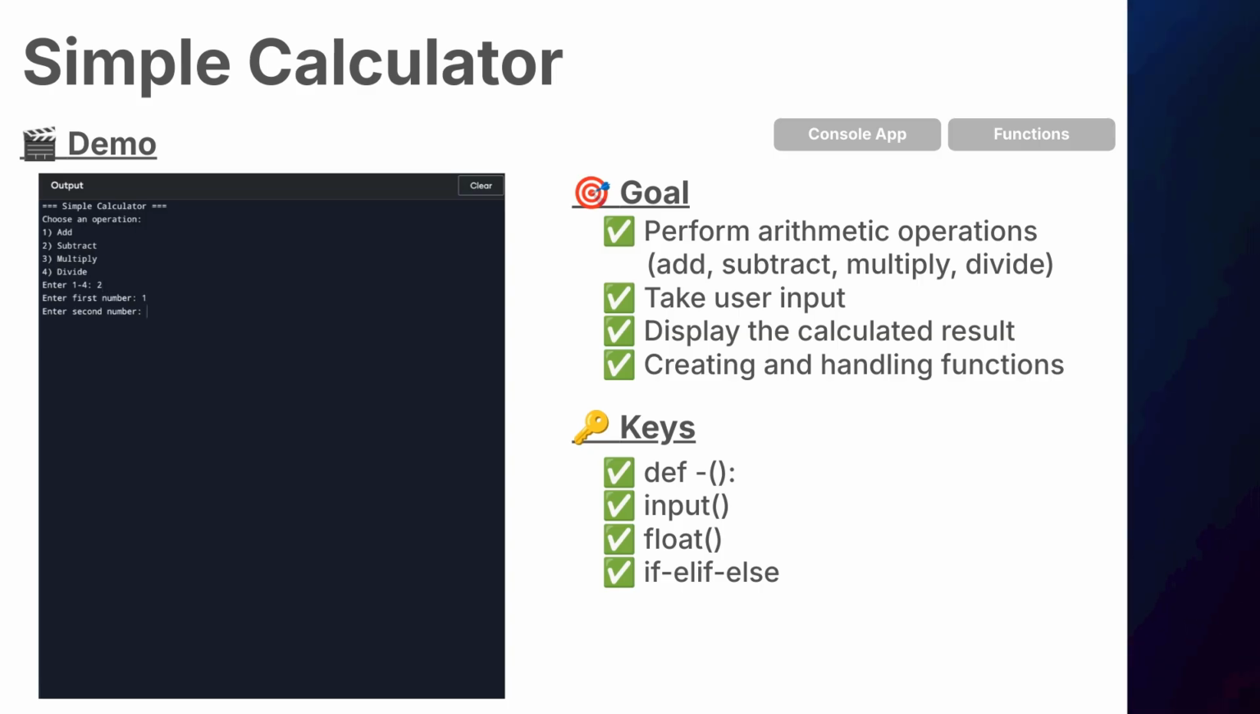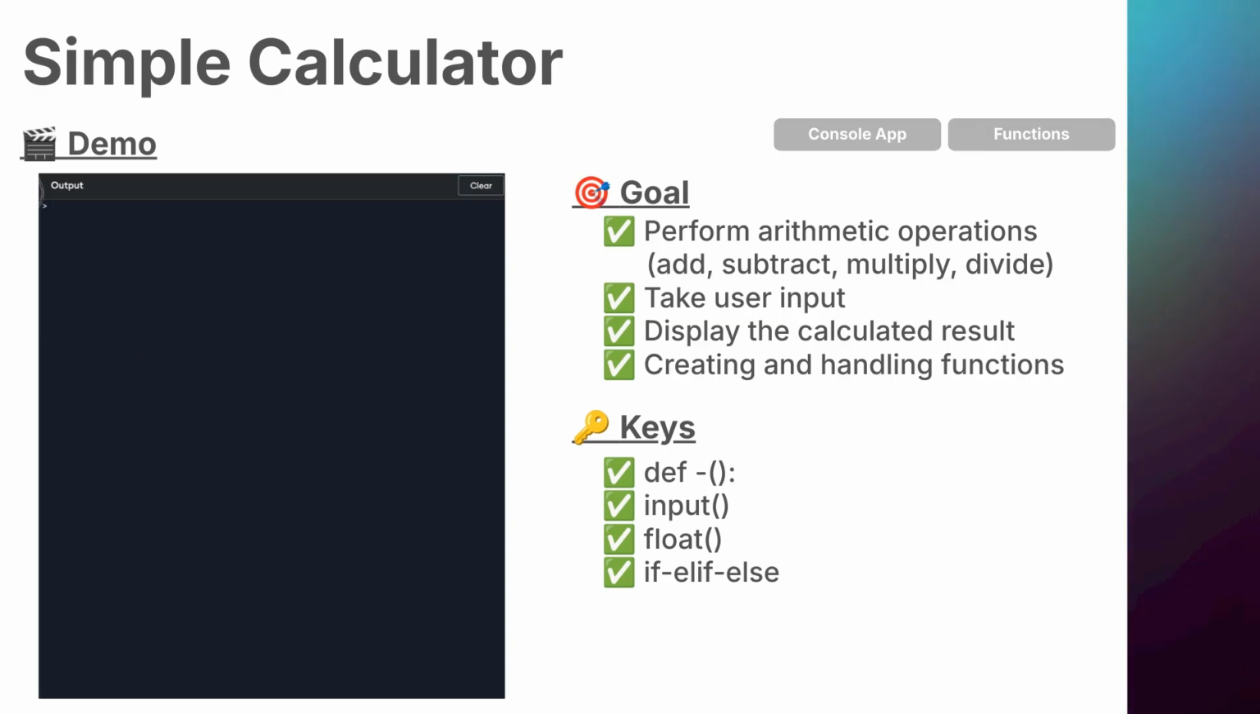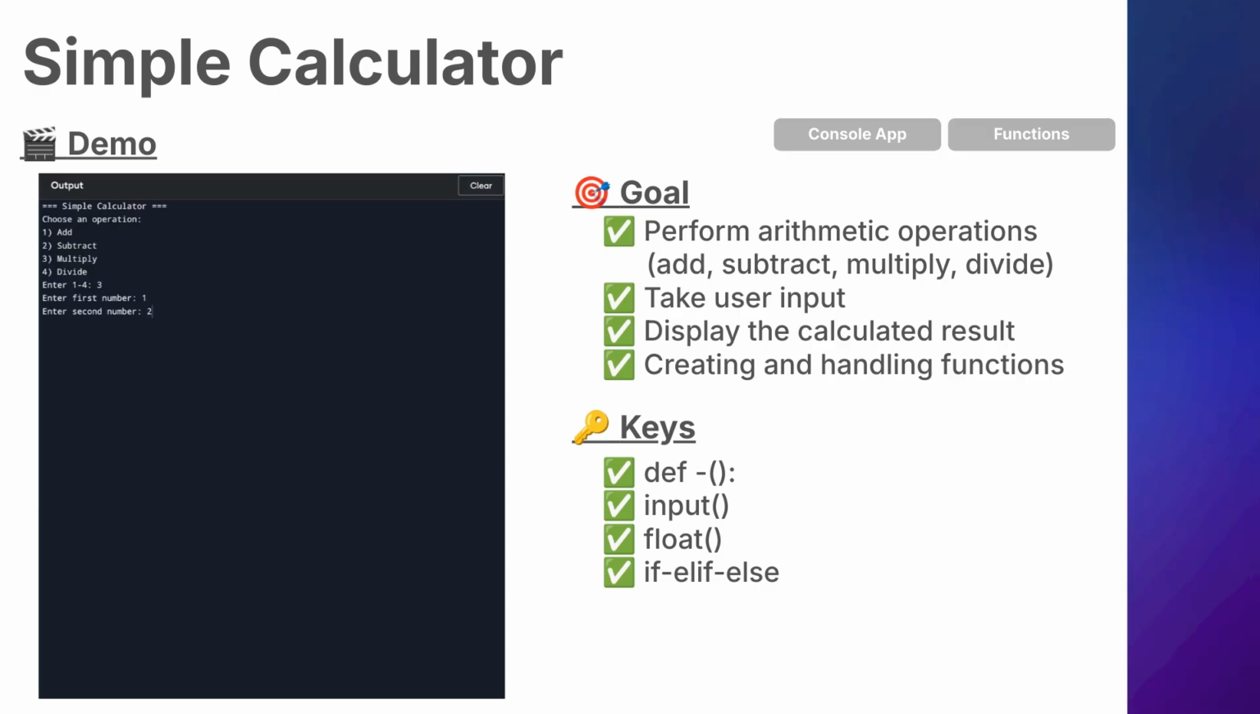When you run it, the program greets you with a simple menu of operations to choose from. For example, you might select 3 for multiply, then enter the first number as 1 and the second number as 2. Right after pressing enter, the program instantly returns the result 2. It's that straightforward.